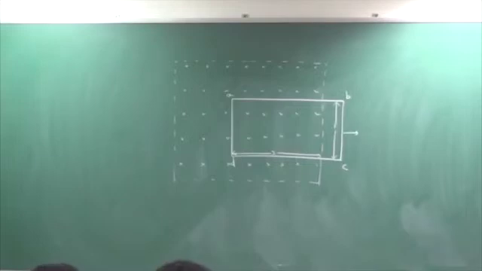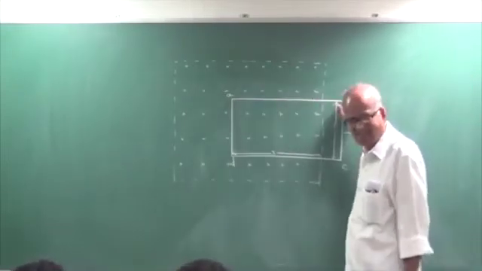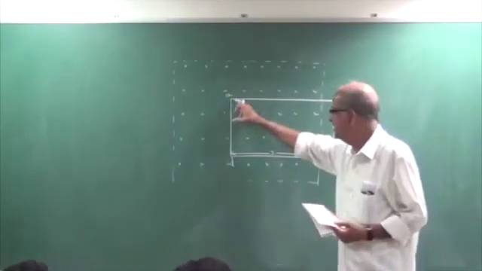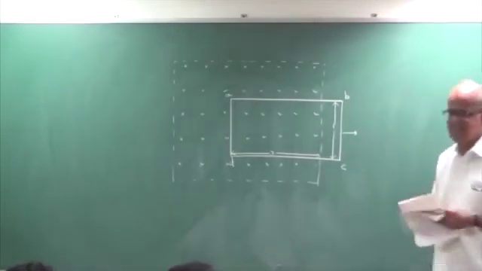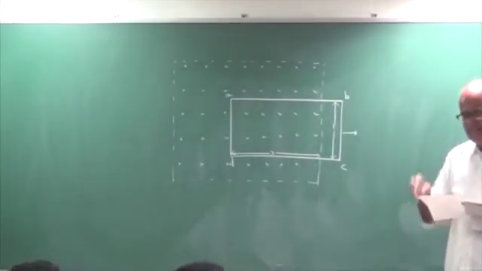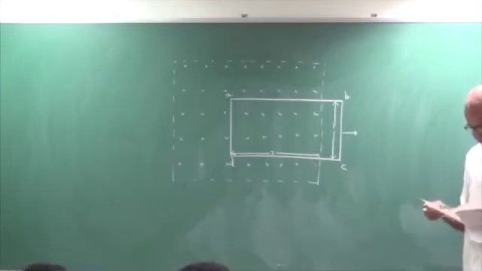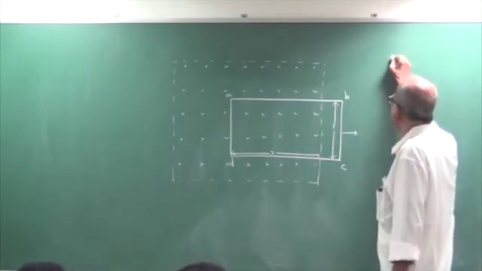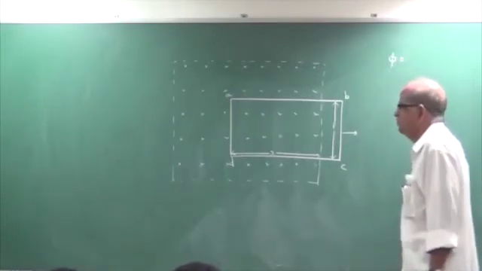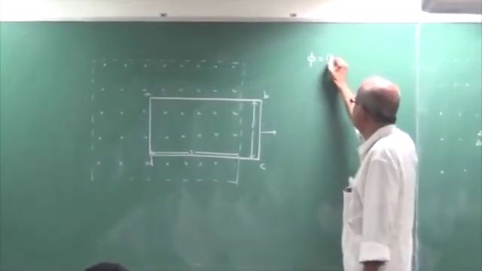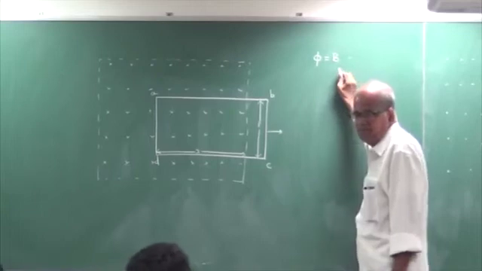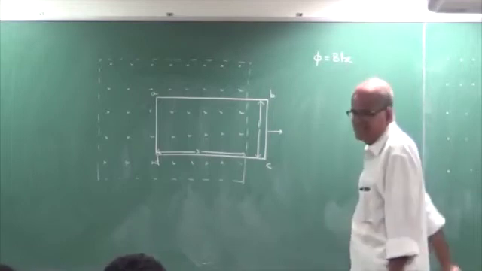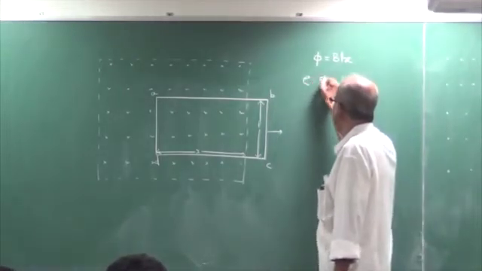As before, you can see there is no EMF induced in this, correct? No EMF induced in this. There should be EMF induced in this. What about this? It's not cutting the lines of force, correct now? At a certain time instant, what is the flux linked with this loop? It is strength of the field into area. What is the area within this? L into X.